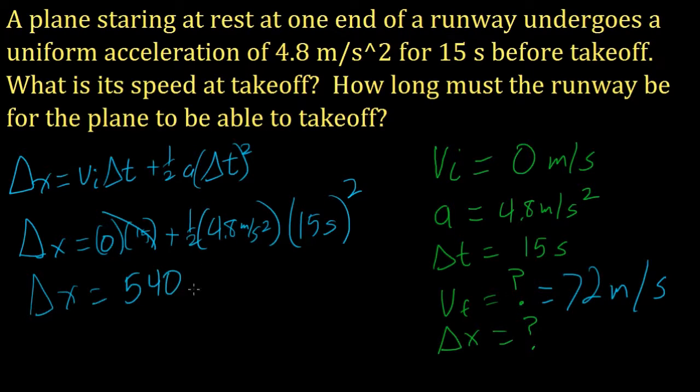Now, we ought to get meters because this is a distance. Let's see if that's what we do get. We've got meters per second, and we've got seconds, but those seconds are squared. No, actually, meters per second squared. Excuse me. Well, yeah, that works out. The seconds squared cancels. We're left with just meters. That's what we wanted the answer to be, meters. So we know how long the runway had to be, 540 meters.